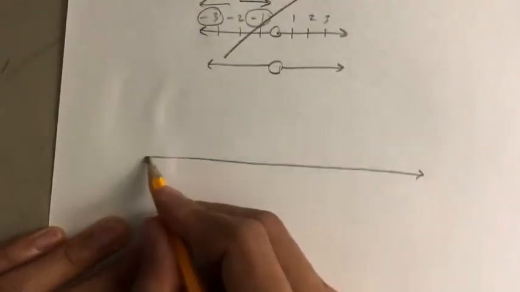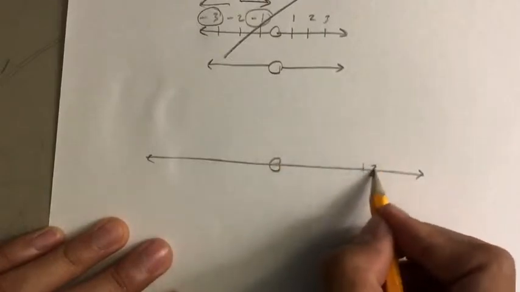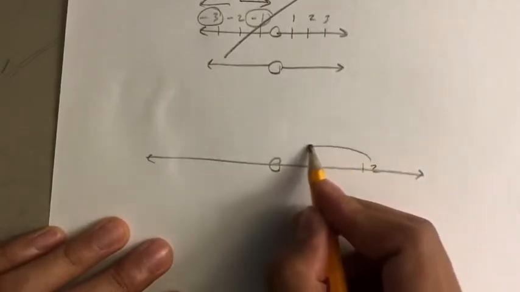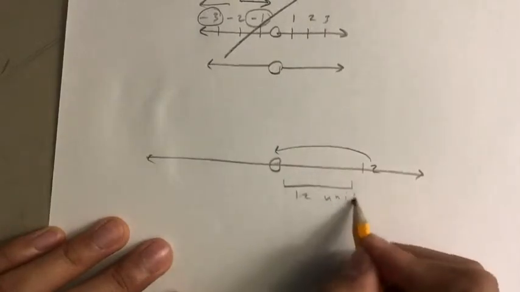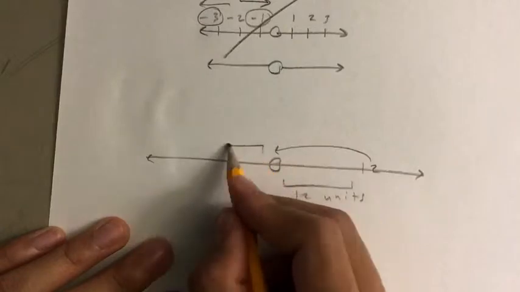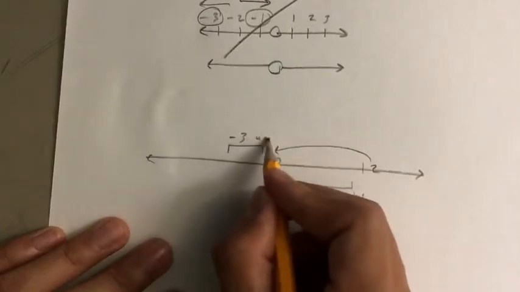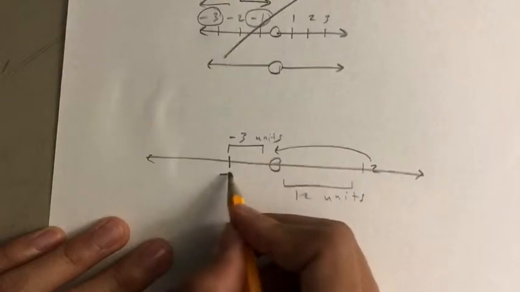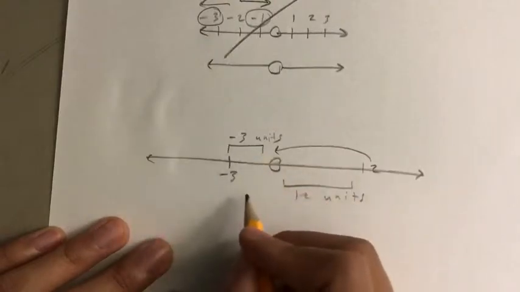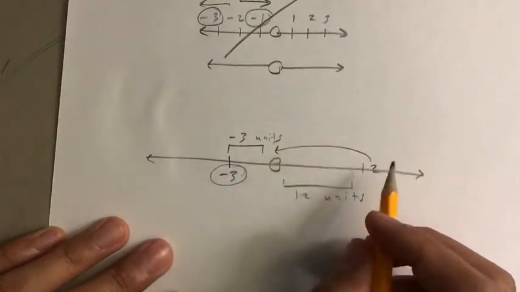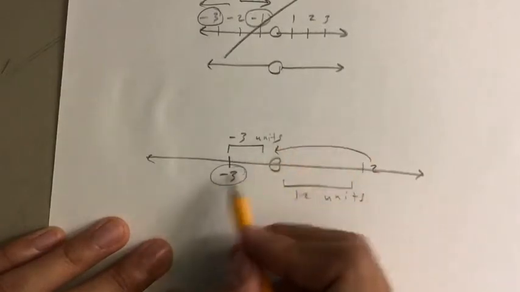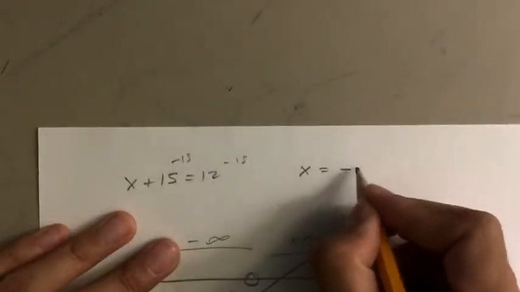So we have a number line here, and we have 0, and we have 12 here. And we subtract 15. We're going to go past 0, because this is 12 units right here. And we're going to go past, and then we're going to go 3, negative 3 units here. And then we're going to end up at negative 3, because 12 plus 3 is 15. So 12 minus 15 gives us negative 3, because we're going all the way past 0 to the negative region here, and it's negative 3. So x equals negative 3.